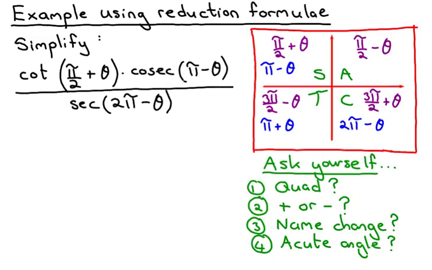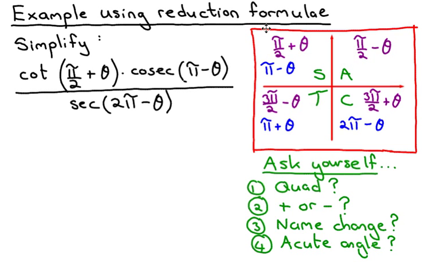Alright, let's have a look at an example using the reduction formulae that we looked at in the last video. This is a simplification question. It says to simplify cot of pi over 2 plus theta multiplied by cosec of pi minus theta divided by sec of 2 pi minus theta.